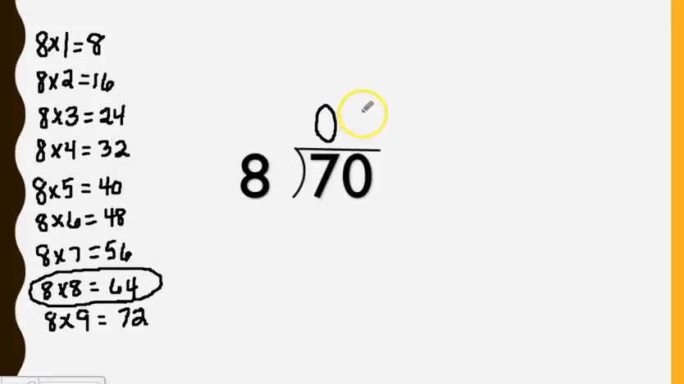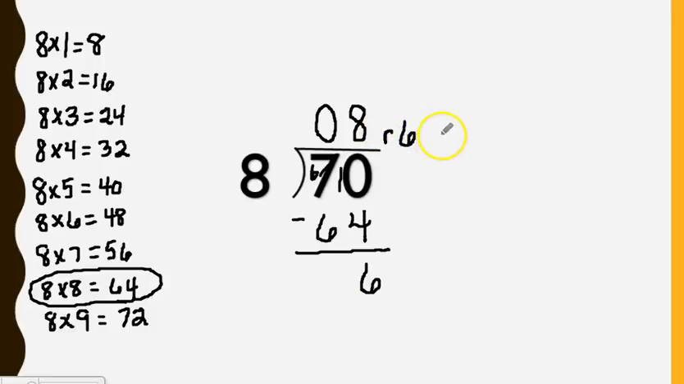So I'm going to put an 8 above here. 8 times 8 is 64. And now I'm going to subtract, and I would get 6. So my answer is 8 with a remainder of 6.